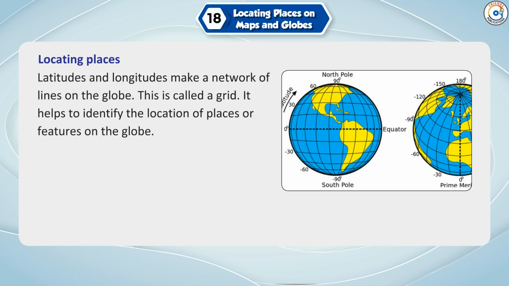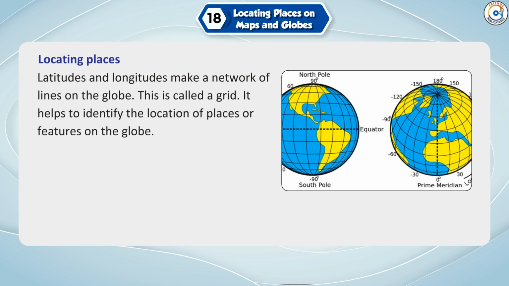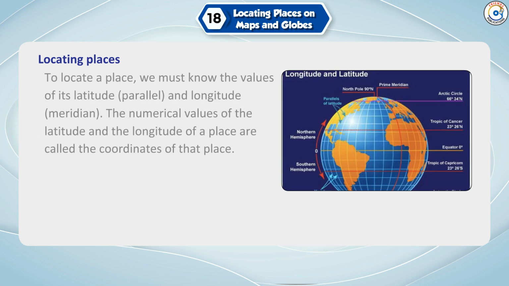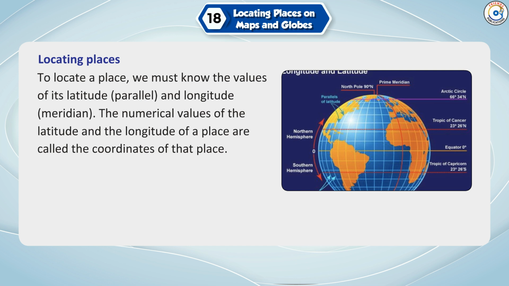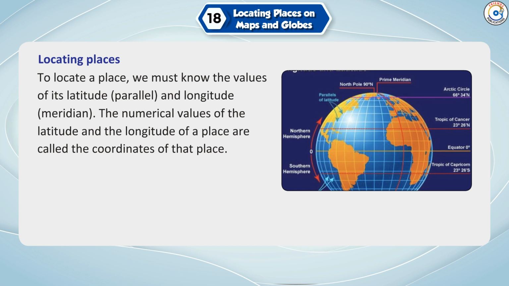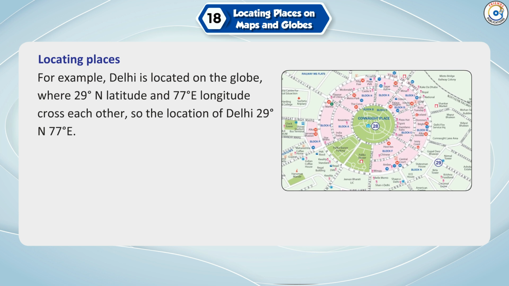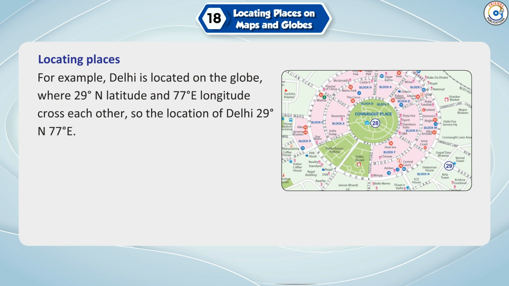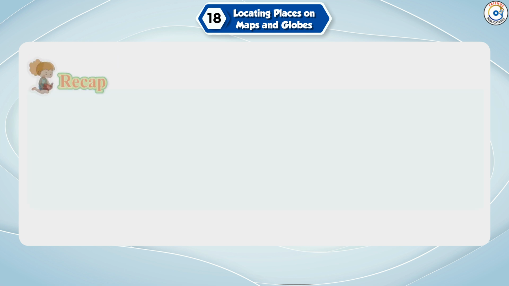Locating places. Latitudes and longitudes make a network of lines on the globe. This is called a grid. It helps to identify the location of places or features on the globe. To locate a place, we must know the values of its latitude, parallel, and longitude, meridian. The numerical values of the latitude and the longitude of a place are called the coordinates of that place. For example, Delhi is located on the globe where 29 degrees north latitude and 77 degrees east longitude cross each other. So, the location of Delhi is 29 degrees north, 77 degrees east.